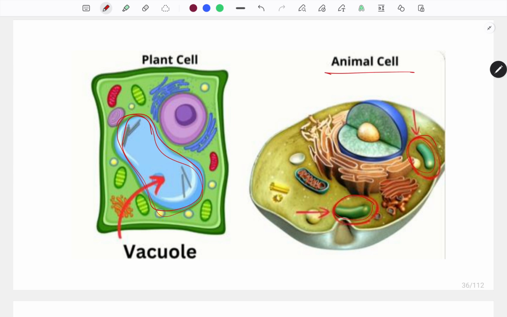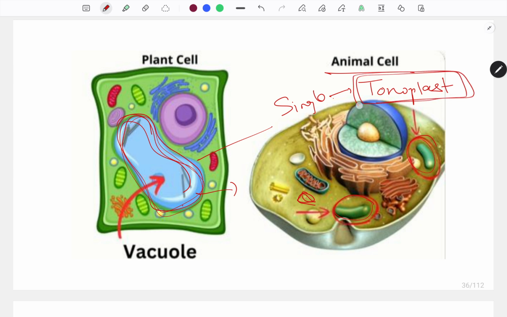There may be many vacuoles in an animal cell, but in a plant only one vacuole is present, and it is a very large structure made up of a single layer. This single layer is called the tonoplast, the outermost layer of the vacuole. It is a single membrane bound structure, remember this, very large in a plant cell, and very small and many in animal cells.